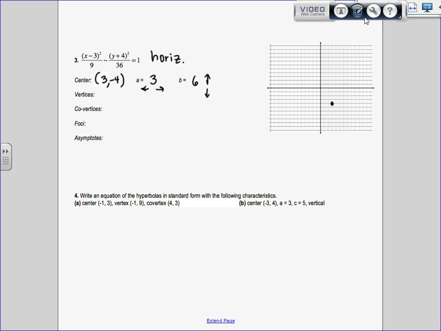So from that center, I'm going to go right 3. And I'm going to go left 3. Are these going to be the vertices or the co-vertices? If it's opening horizontally, it's going to be the vertices. So let's go ahead and write them down as we're going. So I moved from my center, which was 3, -4, and I moved right 3 and left 3 from that center. So the value that's changing is my x value, right? I'm adding 3 to it and I'm subtracting 3 from it. So I should get 6, -4, and I should get 0, -4. And it makes sense. We can see it on the graph.